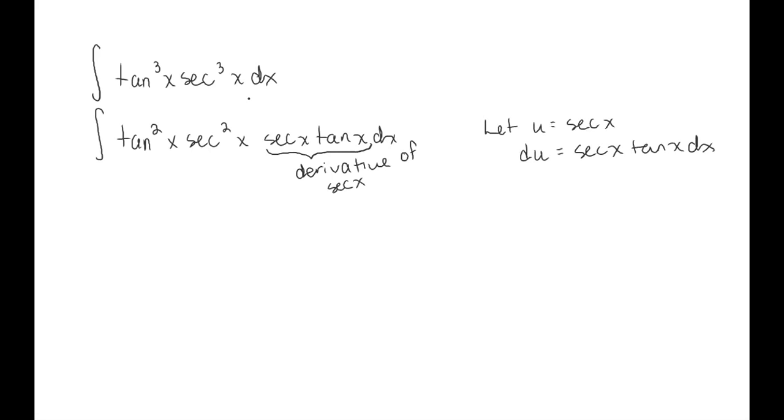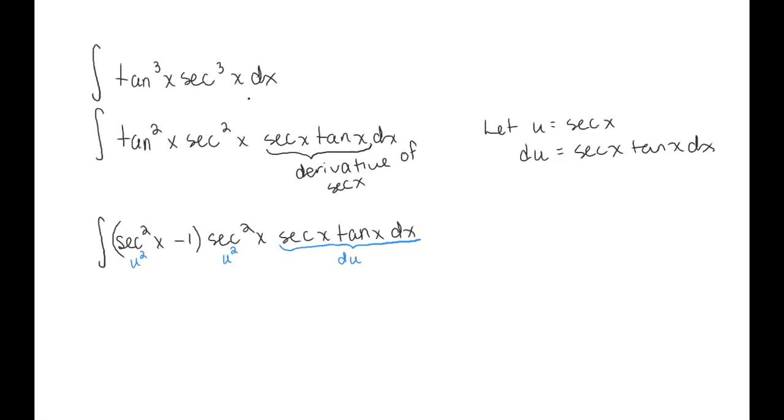Now notice the other part of this from that worksheet from last time is that we need to now write everything in terms of secant. So I'm going to rewrite my tangent squared x as secant squared x minus 1 times secant squared x secant x tangent x dx. All of this is du, and secant squared x is u squared.